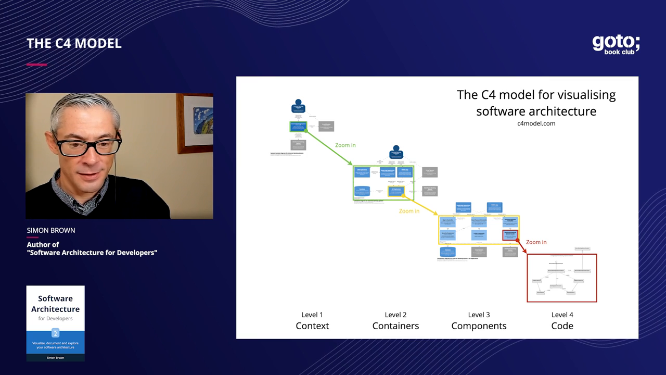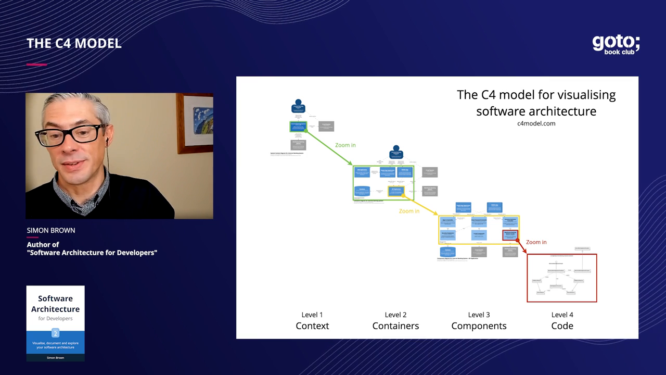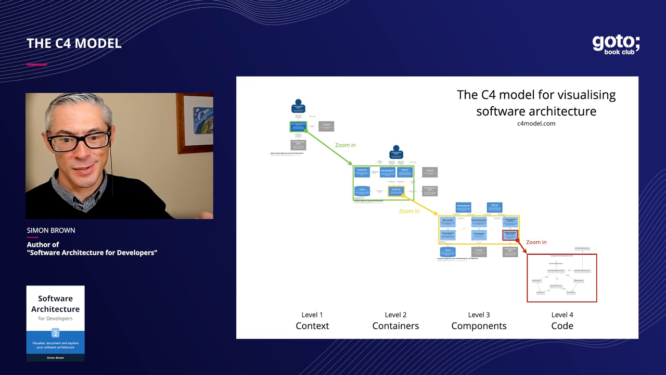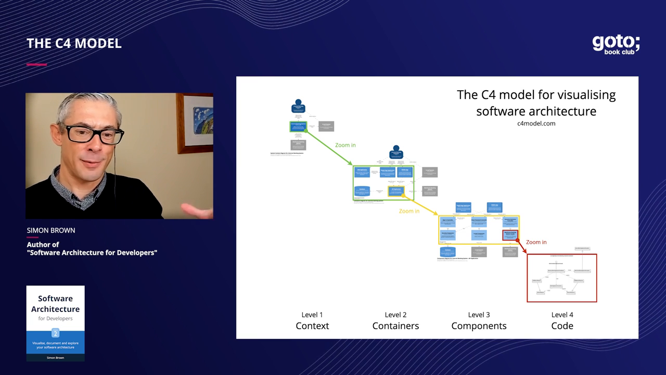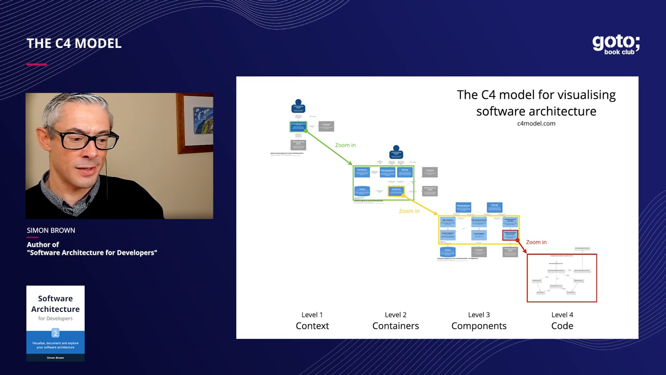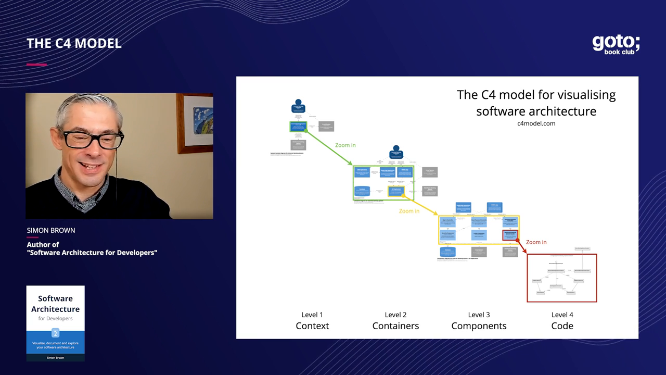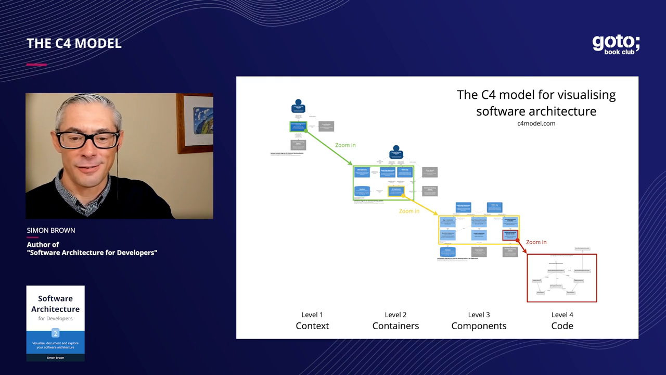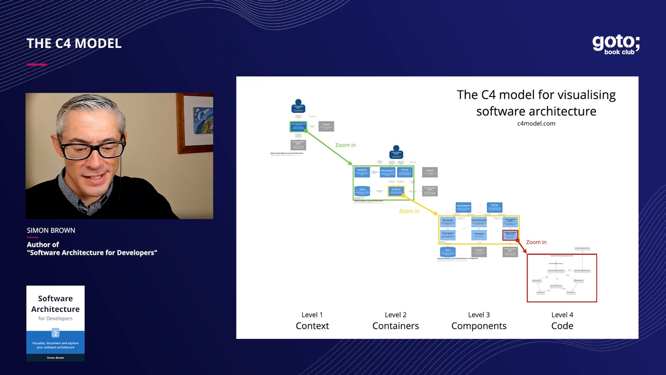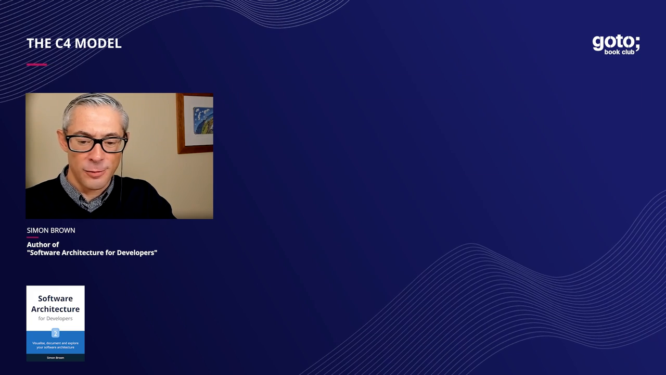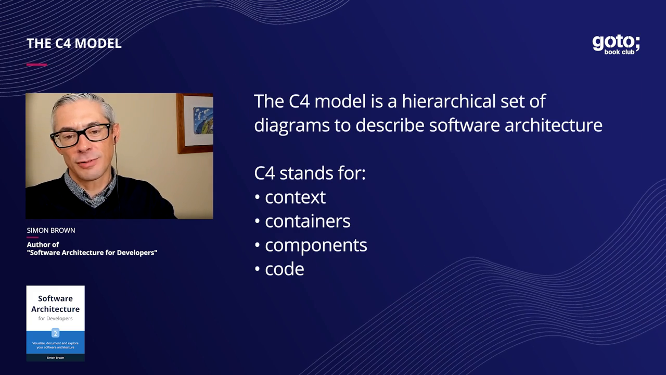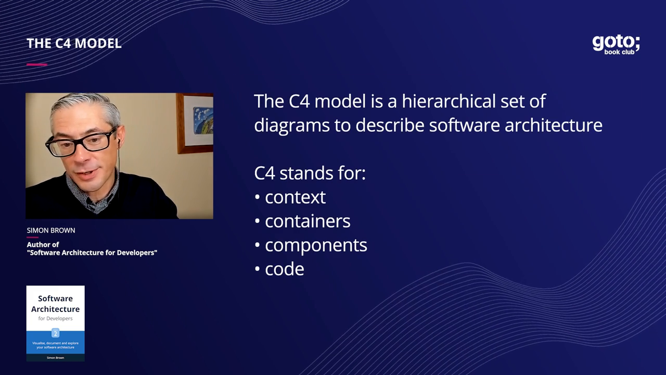So now I thought to myself, well, I know how I do this. Why don't I figure out how to teach that to other people? Because I just naively thought that everybody else did the same thing, but it turns out they don't. So that's where the C4 model essentially came from. It kind of was formalized in the latter half of like 2005 up to 2010, something like that. And the C4 model is a hierarchical set of diagrams to describe software architecture.